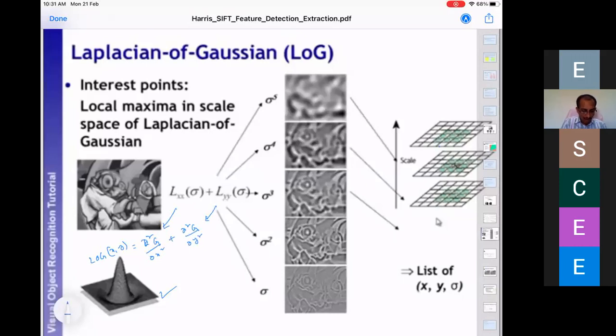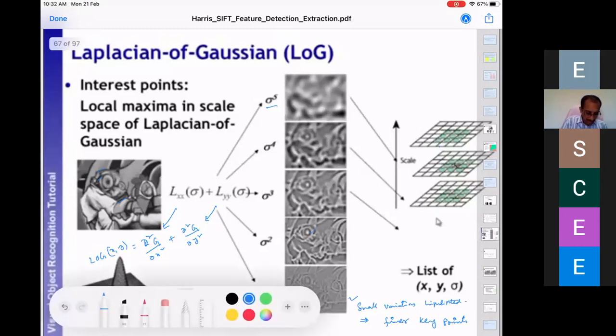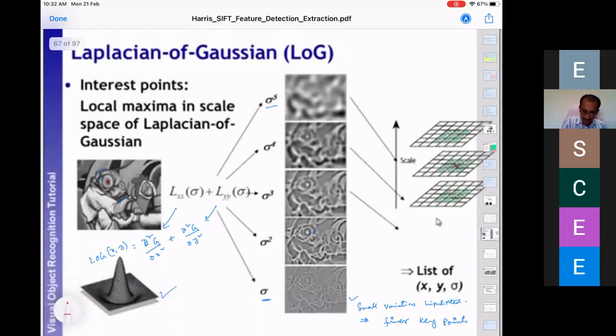If you convolve with different sigma values, so if you start with a very small sigma value, then wherever the small changes are happening, all those small variations get highlighted. This implies that it highlights the finer key points. And if I convolve with a little bigger sigma, the details which are slightly of coarser nature may get highlighted, in the bigger scales.